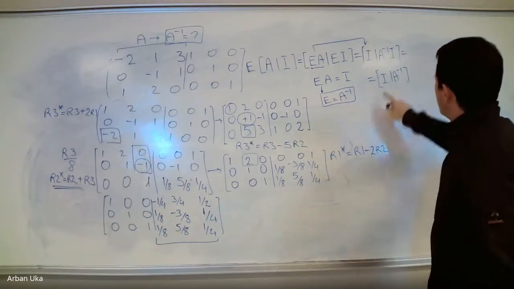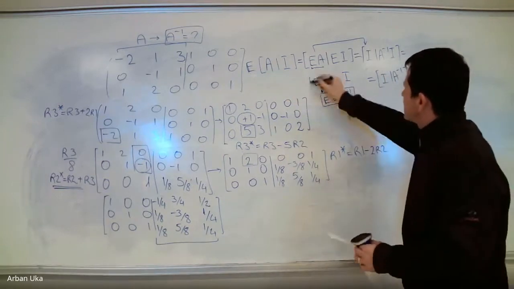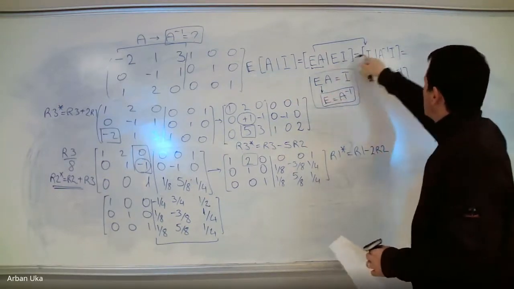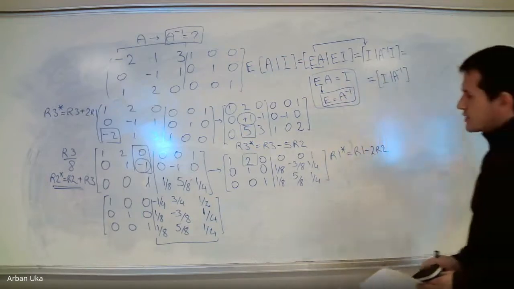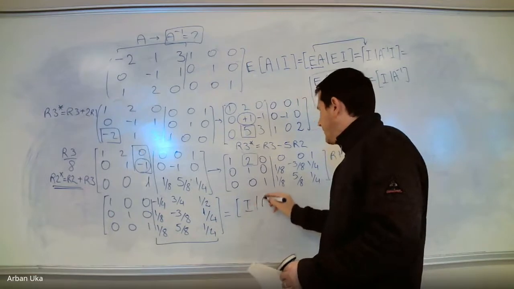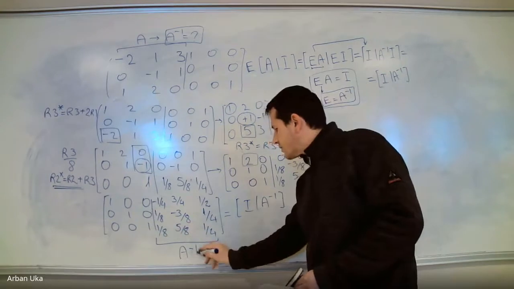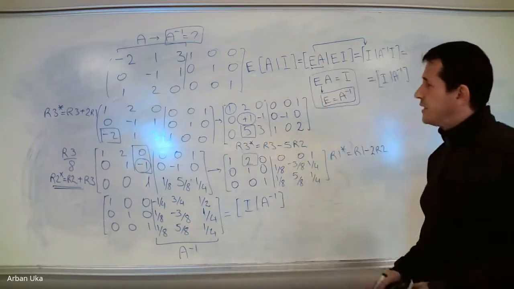So if we start from here, we move this way. This is just an argument we made to argue this statement. So it looks like this is equal to I times A inverse. So A inverse is apparently this component here. So we found it.